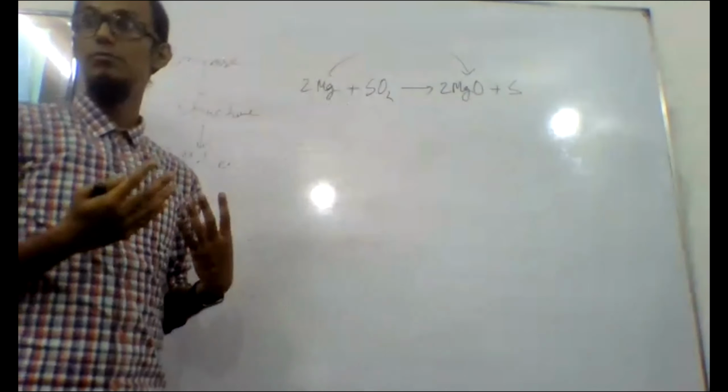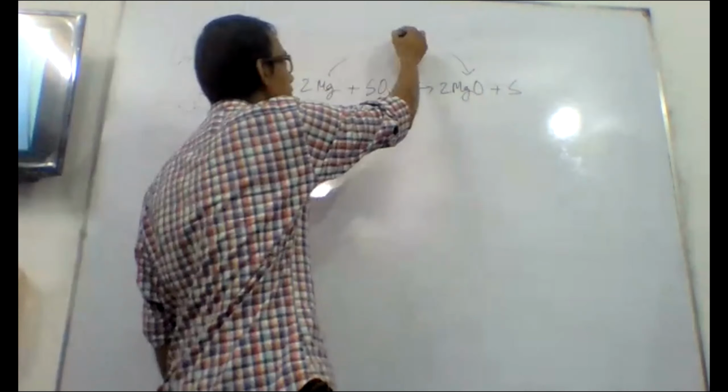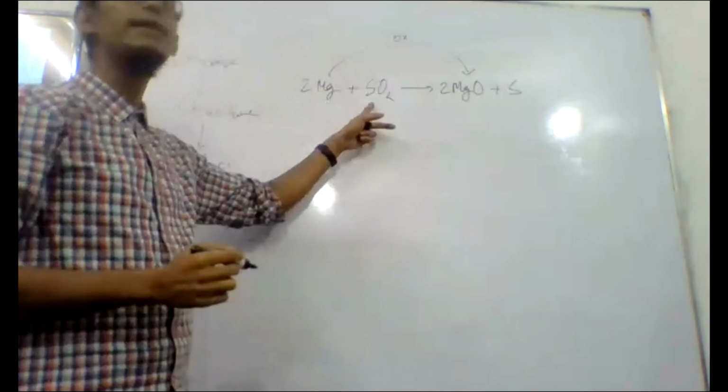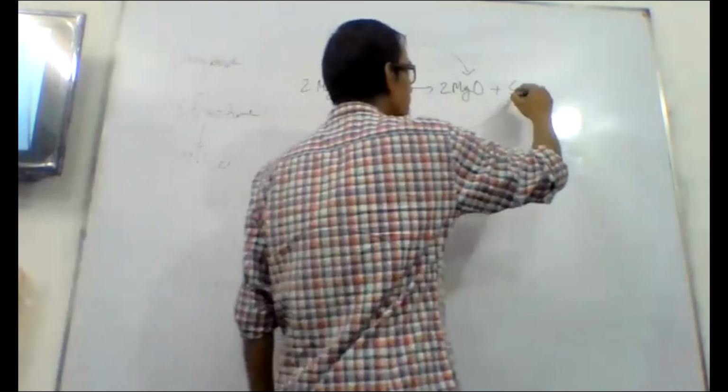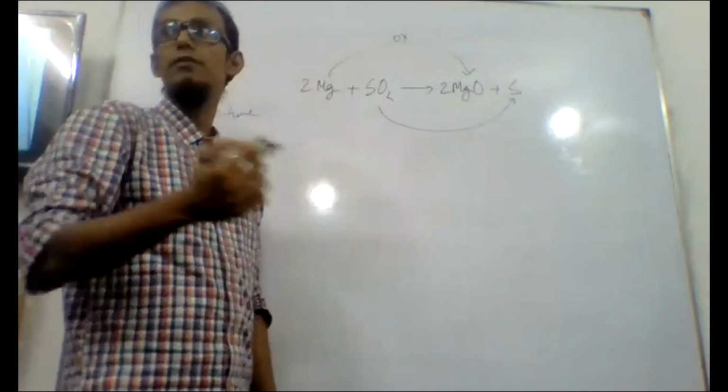Now see what is happening to magnesium. Magnesium was alone. Now it gains oxygen. What is gaining oxygen? Oxidation. Very easy. Sulfur dioxide had oxygen. Now it becomes sulfur. What happened? Reduction. Is it difficult?